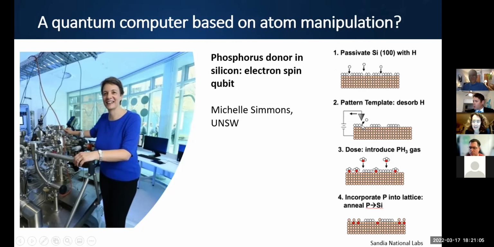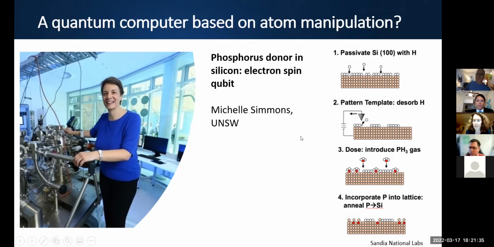hydrogens. And then they dose phosphine gas, and that will sit exactly where they took out the hydrogens. So extremely well determined. They heat it, so the phosphorus is incorporated into the lattice, and then they can cover it again with silicon. And these qubits have a nice long coherence time, and it is all extremely well defined.